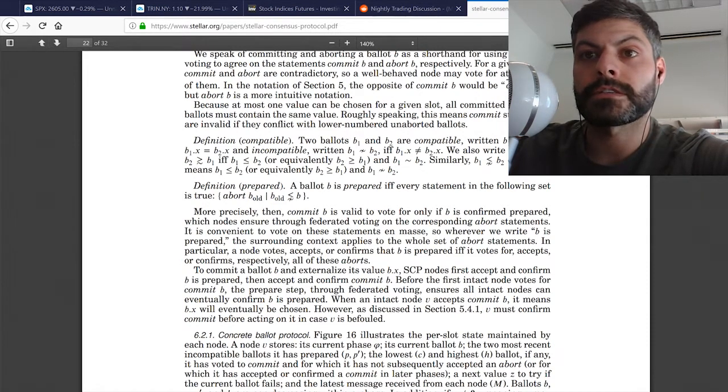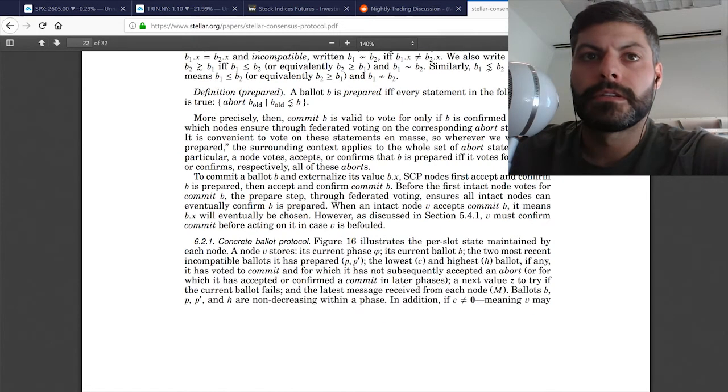However, as discussed in section 5.4.1, V must confirm commit before acting on it in case V is befouled. 6.2.1 Concrete Ballot Protocol. Figure 16 illustrates the per-slot state maintained by each node.